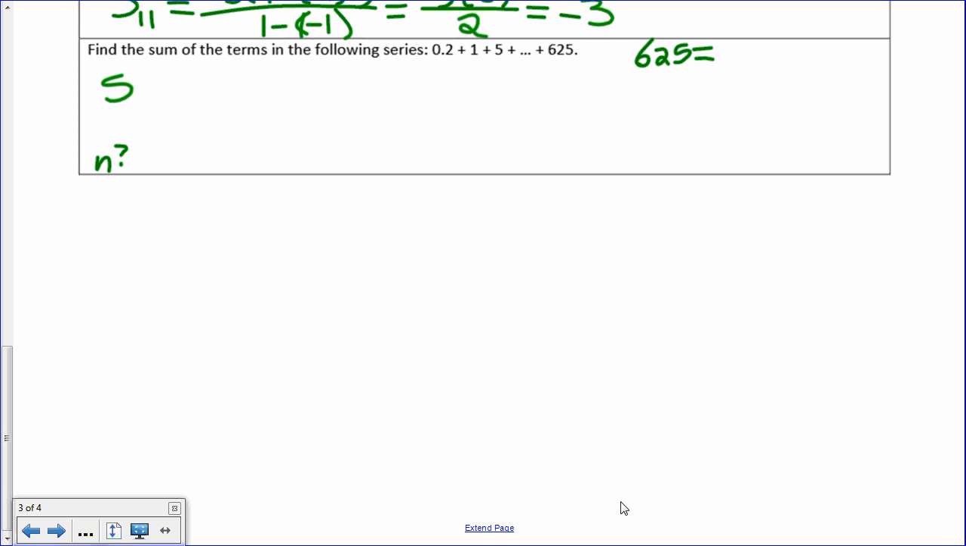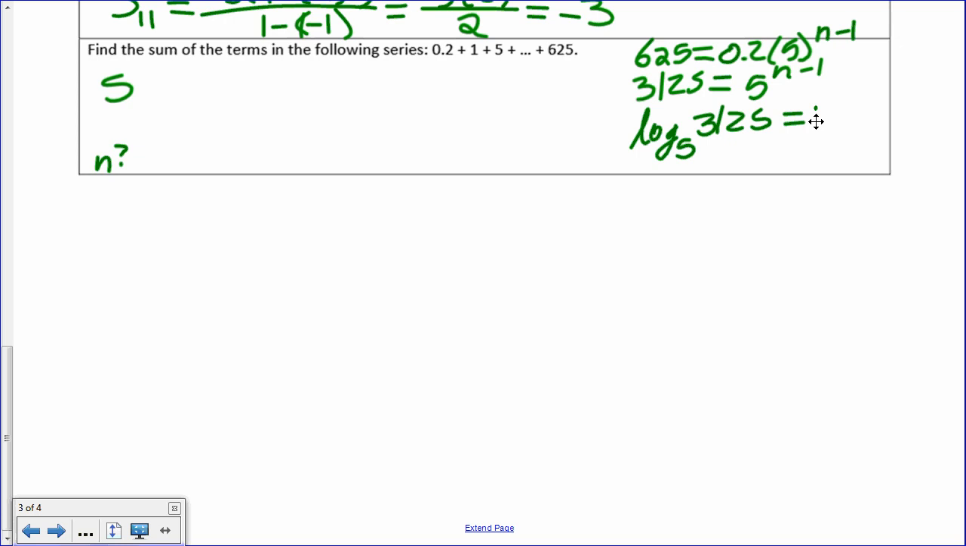What comes next? a sub 1. What's r? 5. You're multiplying times 5 each time. n minus 1. We've done this last class when we were trying to solve for n. What do I do first? Divide by 0.2. Get 5 raised to the n minus 1. What do you guys remember about these? What are these called? These are exponential functions. How are you supposed to solve? Turn into a log. So it should be log what? Log base 5 of 3125 equals n minus 1.